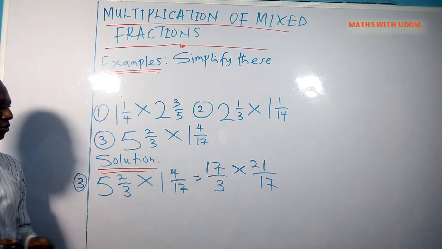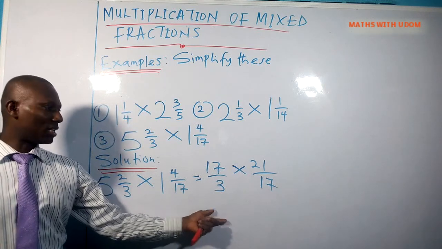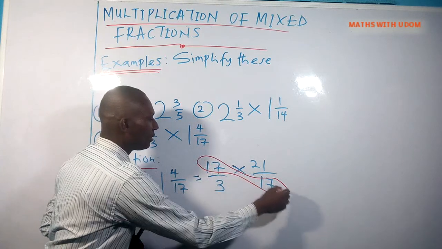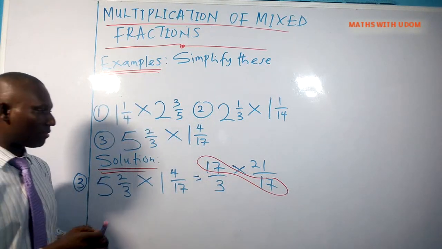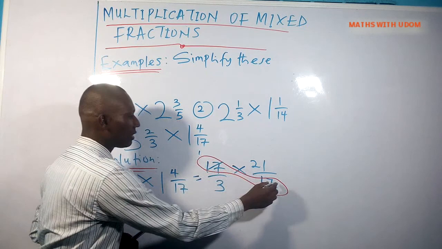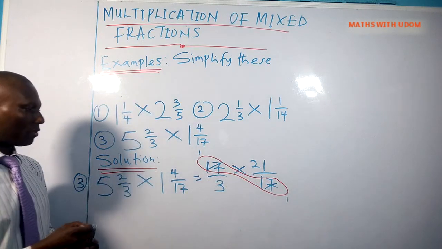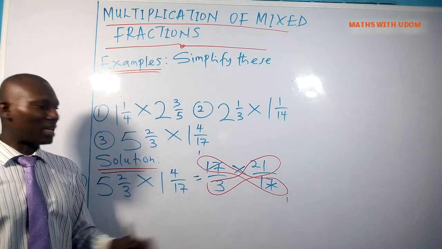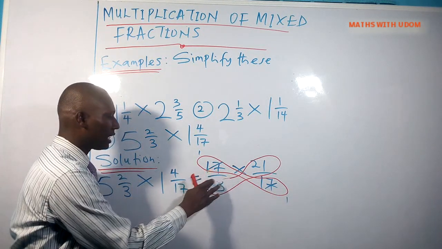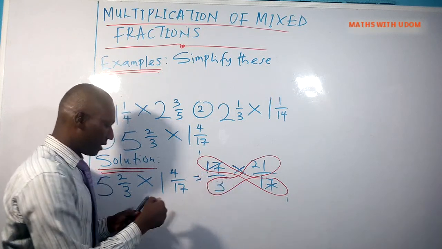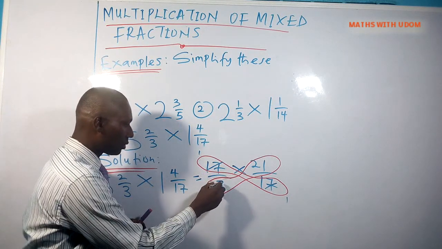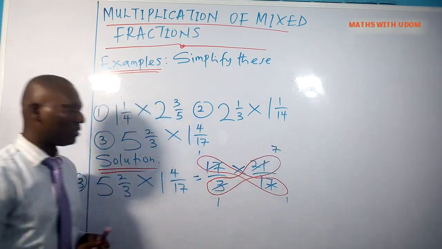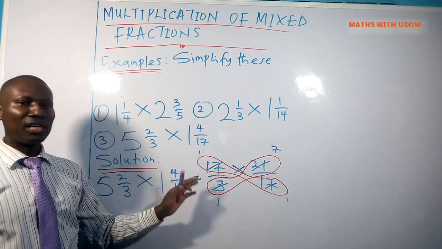So the next thing we need to do is to look for opportunity for cross cancellation. Okay? So 17 and 17 have something in common. We cut them out because 17 here 1, 17 here 1. What of 3 and 21? 3 and 21, they also have something in common. They have common factors. So 3 here 1, 3 in 21, we have what? We have 7.